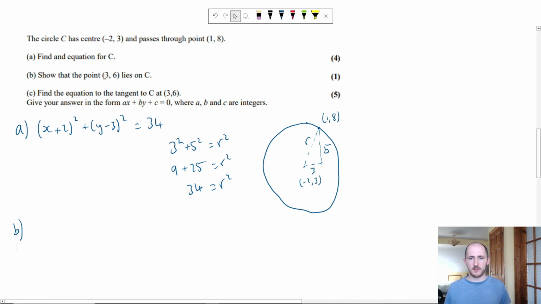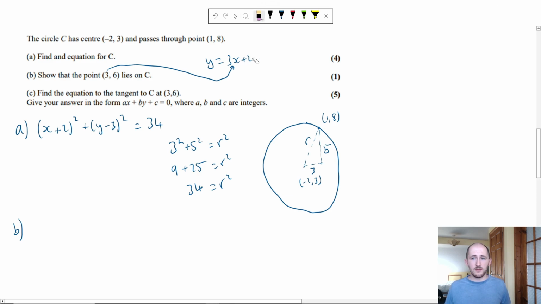Part B might be something that is somewhat more interesting to you. It says show that the point 3, 6 lies on C, and what you would do back in your old GCSE days is subbing the x coordinate and see if the y coordinate is spat out. So if you had something like y is equal to 3x plus 2, you would sub 3 in for x and then see if that gives me y is equal to 6.